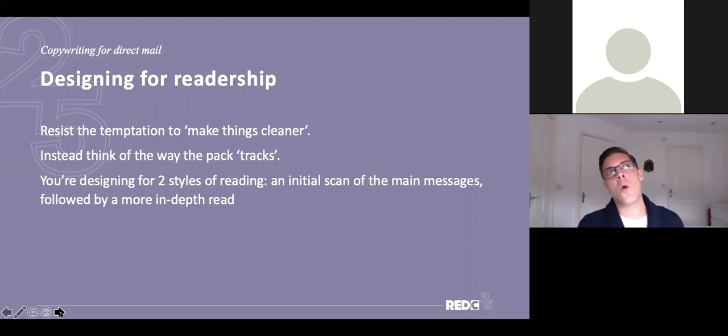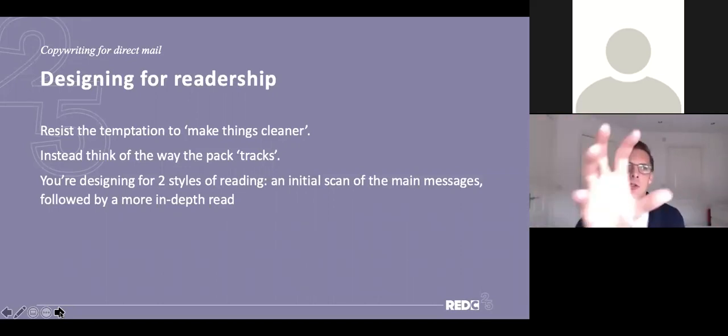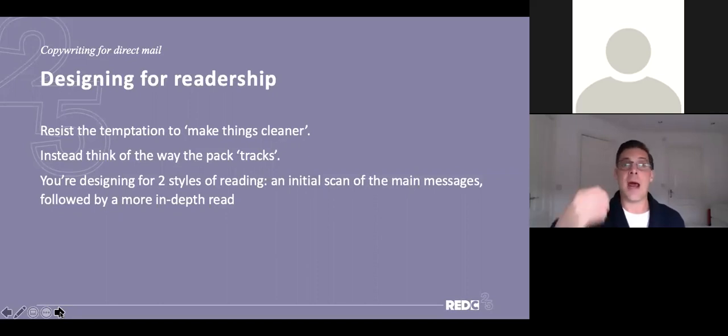So one of the mistakes I think people often make is the idea that you should make it cleaner. In other words, strip lots of things back. We tend to find that's not the right approach, actually. What you should really be doing is thinking of direct mail design as what I'd call organized chaos. Things can look busy, but if there is a logical tracking to the messages, then people will read it.